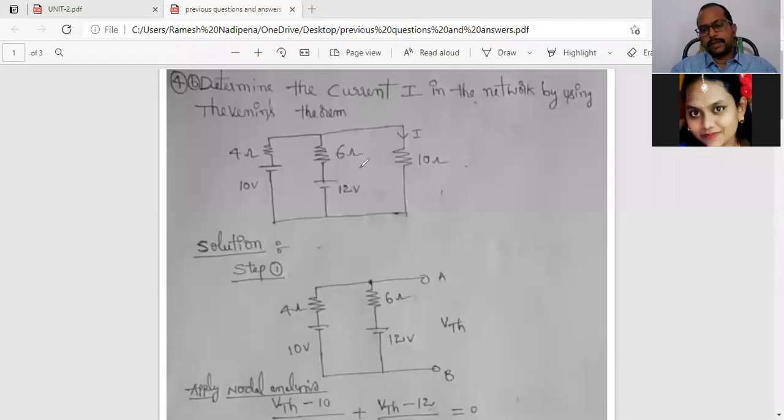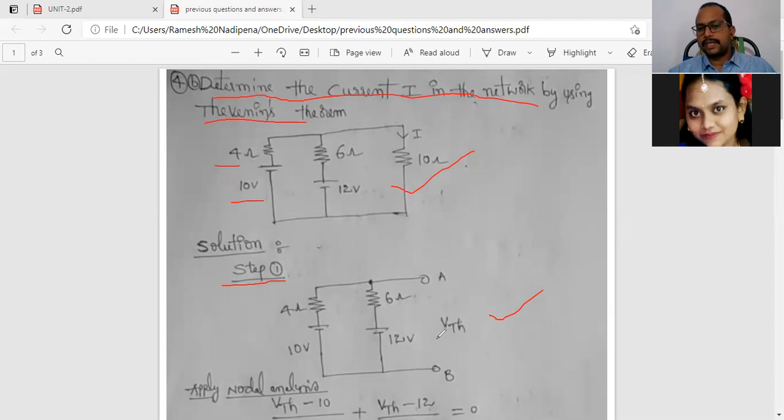Don't worry, ma'am. I'll explain. Very simple. This is the given network, my dear students. So 4 ohm resistance. This is 10. Here the question is: determine the current I in the network by using Thevenin's theorem. So this is the required branch. The 10 ohm resistance is the required branch. Step number 1 is remove the required branch. So remove that. Across those terminals, remove the required branch and mark the terminals AB. Of course, those terminals are already given. So here A and B.